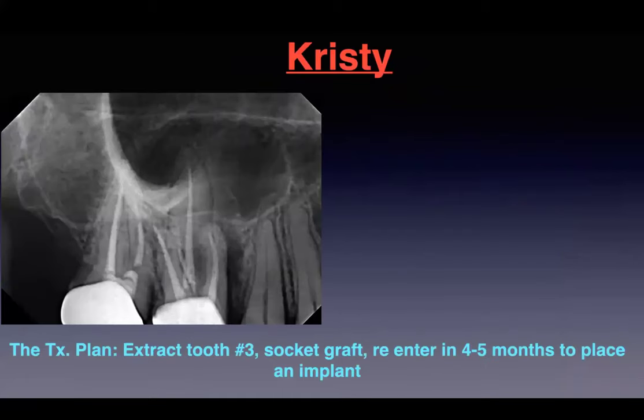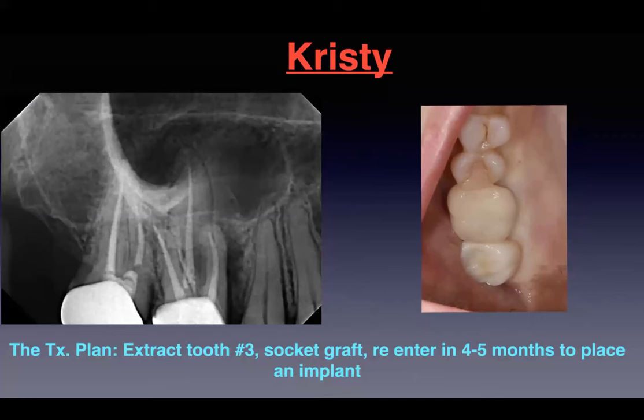Okay, socket preservation. Here we have Christy. This patient presented with pain on tooth number 3 when she bit down. The endodontist wasn't confident that a root canal retreatment would resolve her symptom. He suspected a root fracture, so he recommended that she have this tooth extracted. So the plan here was to extract the tooth, socket graft, and re-enter about 4 to 5 months later to place an implant.